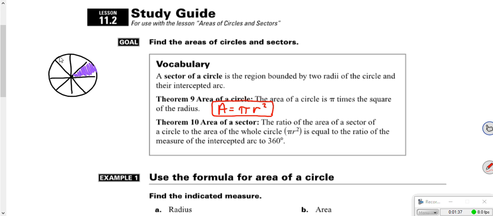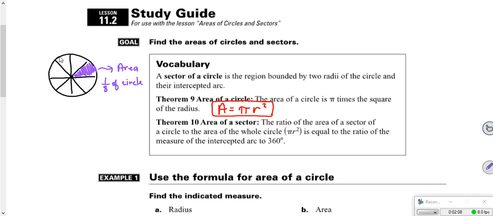Now, theorem 10, the area of a sector: the ratio of the area of a sector of a circle to the area of the whole circle is equal to the ratio of the measure of the intercepted arc to 360. So essentially what they're saying is, back up to my sad little description, this area would be 1/8 of the whole circle.